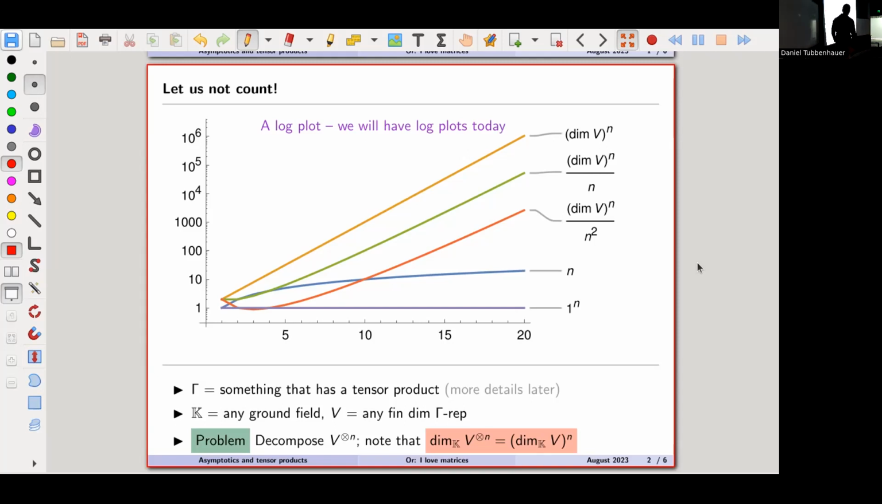And what I want to do is the following problem. It looks pretty innocent. It's really beautiful. I won't be specific right now. I take any field, very general, I take any representation of that thing, and I take the tensor power of it. And I would like to decompose that space.